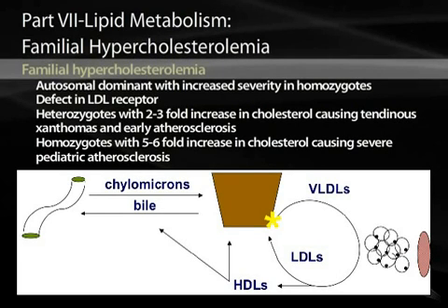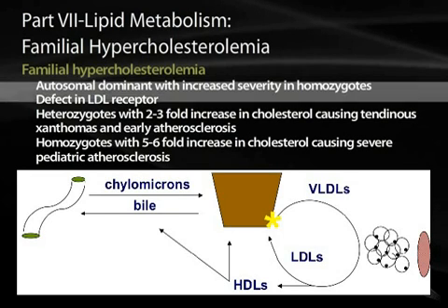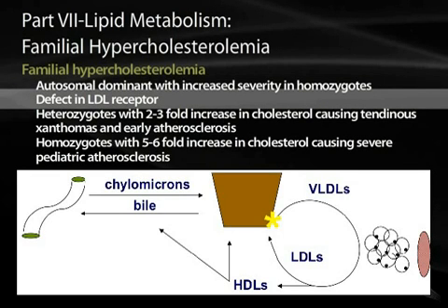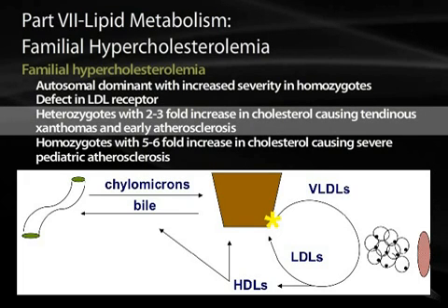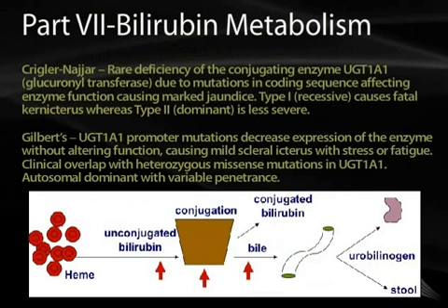Contrast this with familial hypercholesterolemia, which is an autosomal dominant condition with increased severity in homozygotes. This defect is in a different receptor. It's in the LDL receptor. The heterozygotes for this disease would be expected to have a 2 to 3-fold increase in cholesterol, causing tendinous xanthomas and early atherosclerosis. Homozygotes for this disease would have a 5 to 6-fold increase in cholesterol, causing severe pediatric atherosclerosis. So if a child comes into the ER having a heart attack, the first thing you're going to want to think about, familial hypercholesterolemia.